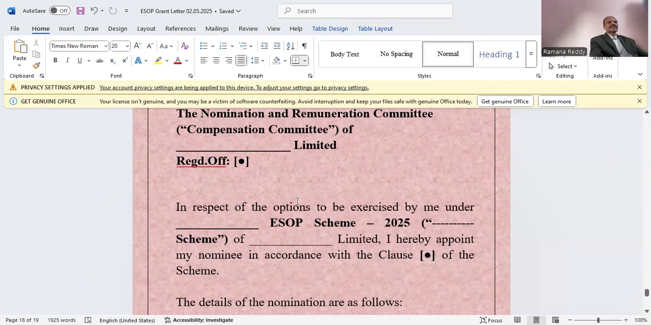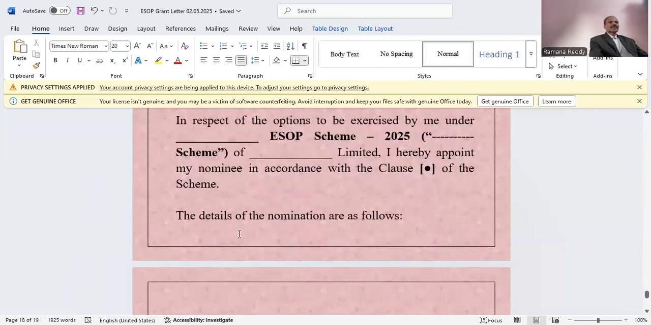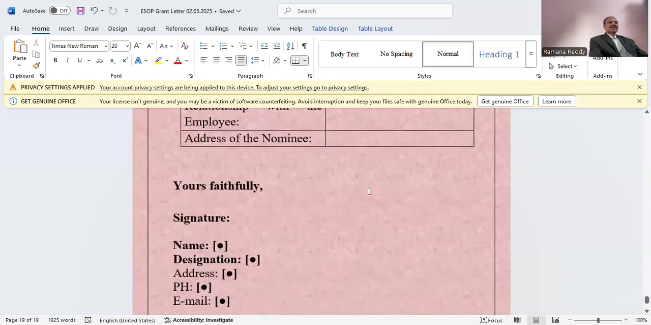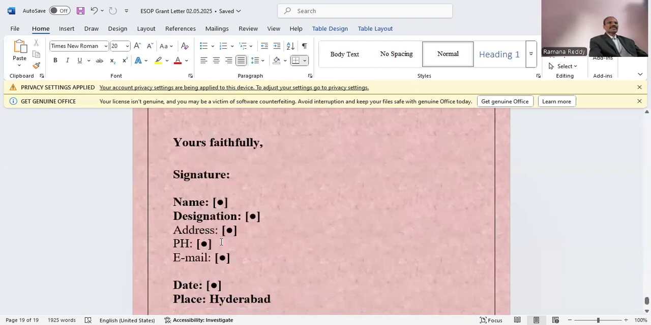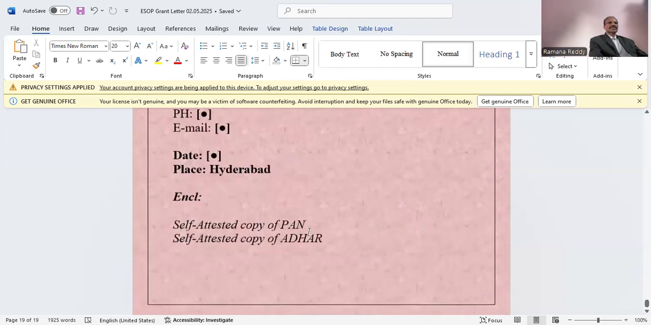The details are filled in by the employee. So: I hereby appoint my nominee. He will give the nominee details in accordance with the so-and-so clause of the scheme. The details of the nominee: name of the nominee, full name, relationship, whether it is wife or husband or father or mother, daughter or son. So what is the relation? Address of the nominee. Yours faithfully, signature, name, designation, address, phone number, email ID, date, place Hyderabad.